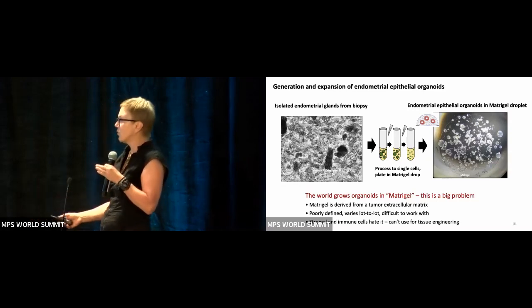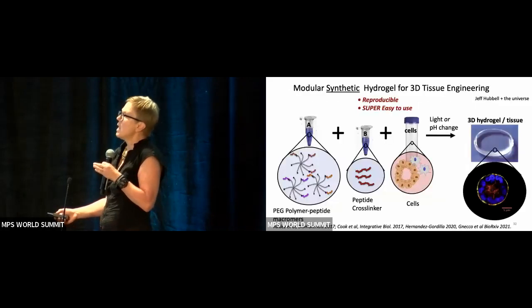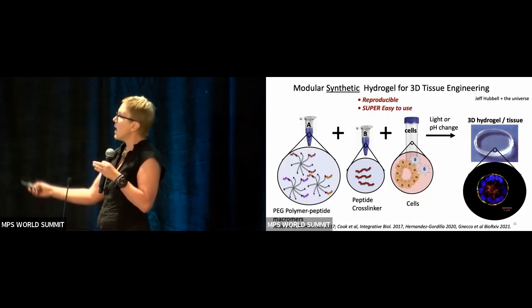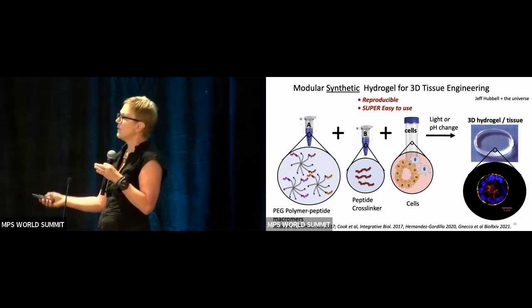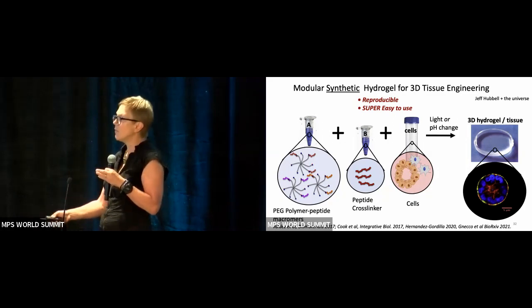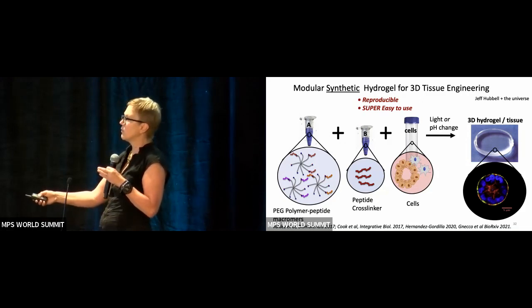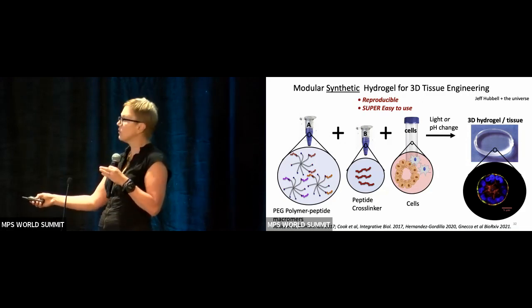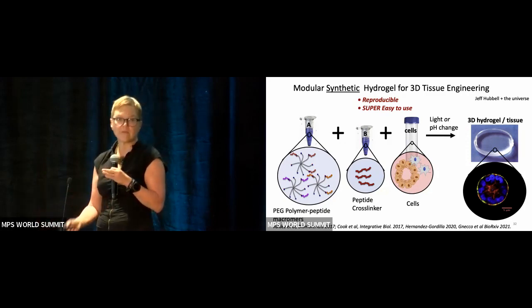So we had a very practical reason, which is that 28 days is a long time. So building on pioneering work by Jeff Hubbell many decades ago that the universe has adopted, we did a very, very customized approach to using multi-arm PEG modified with cell-interacting peptides, cross-linked with peptides. You combine these two precursors with cells, and we typically do a Michael addition, which is a small pH change, and you can create these beautiful gels that encapsulate cells very, very safely.